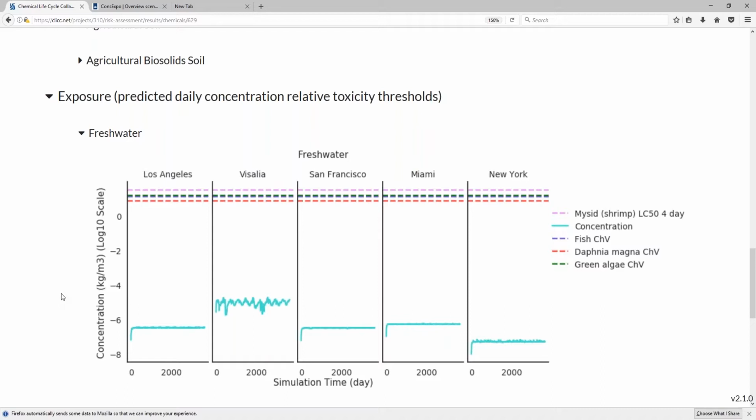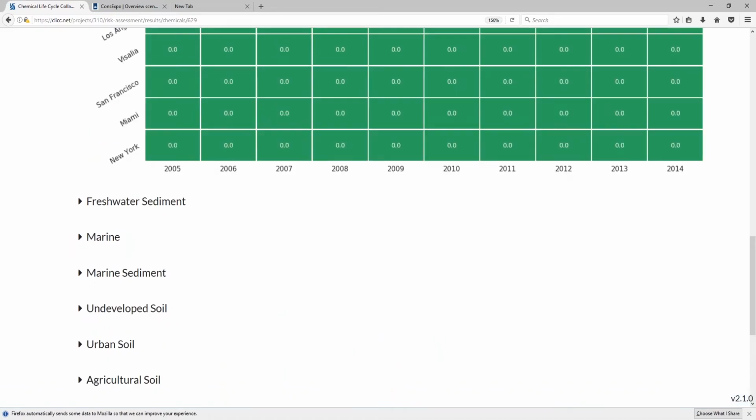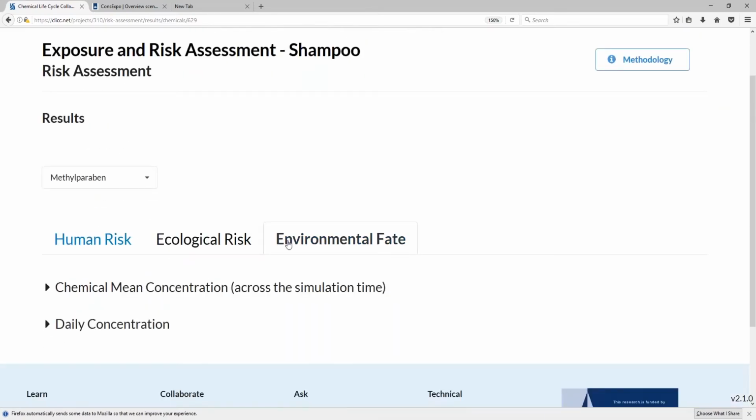This is fresh water. We can see there are some differences across different regions, even orders of magnitude difference in some of them, but nothing really rises. In some other examples, we'll see that it makes a difference in terms of the ecological or human risk. Any questions? Okay. And then let's go to the amount of fate.